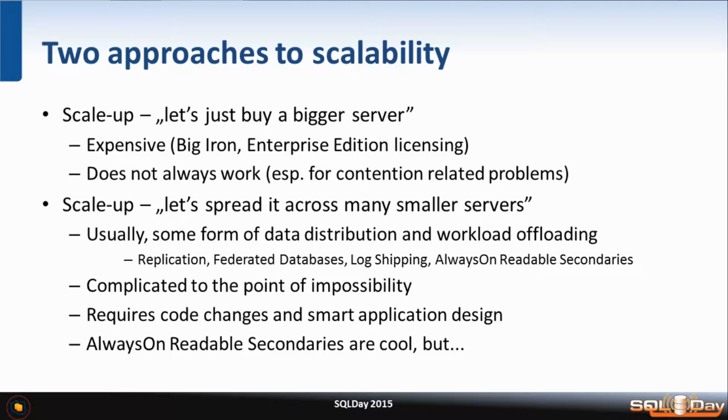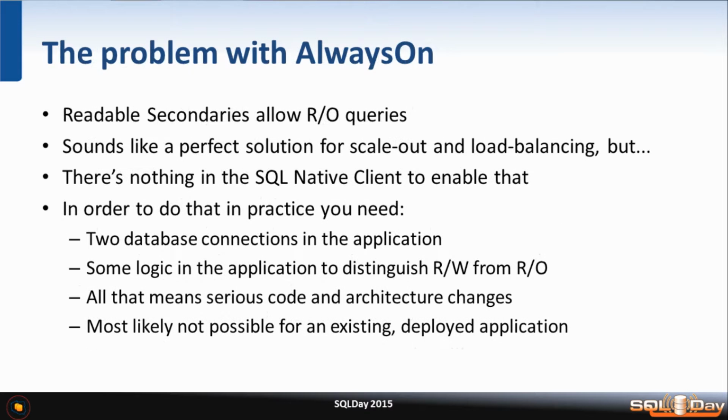Everything is in sync, so the readable secondary is in sync with the primary, and you could offload your read-only queries over there, but how do you actually do that? Well, the problem with Always On is this. Readable secondaries, as the name suggests, allow read-only queries. Sounds like a perfect solution for scale out and load balancing. Let's do inserts and updates here, and let's do all our selects across those 2 or 3 replicas, for instance. All right?